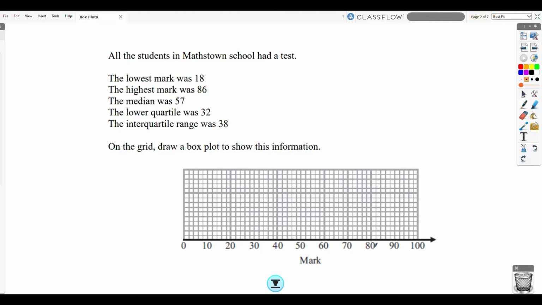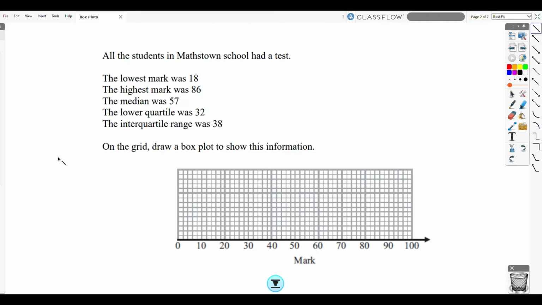The way we do this, you draw two vertical lines at the maximum and minimum value. So the lowest mark was 18, so we're going up. So from 10 to 20 is 5 boxes, so every box is 2. So 18 will be about here. And then we're going all the way up to 86, which is about here.